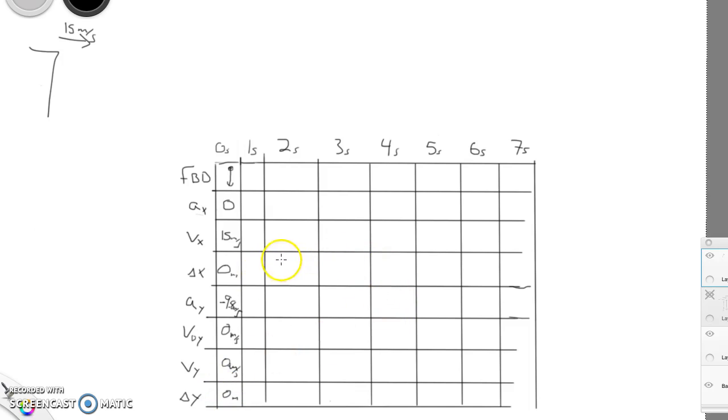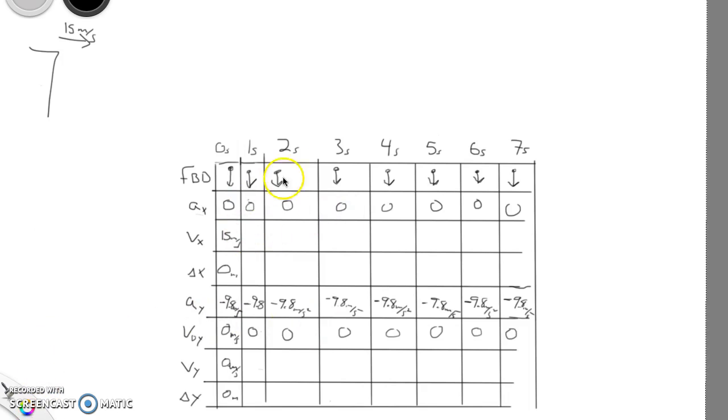As we continue, we know that our initial vertical velocity for the whole time would be 0. We know that our y acceleration the whole time is negative 9.8. And because our free body diagram only has a downward force, our horizontal acceleration would be 0. So I'm going to go ahead and fill those in real quick. I've filled in these 4 rows here.